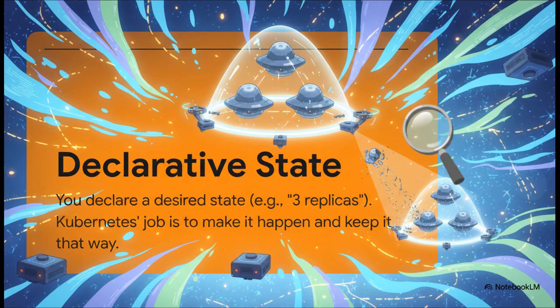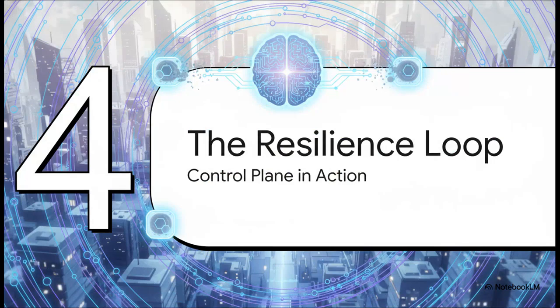No. Instead, you just declare the final state you want. You write a file that says, I want 3 copies of my application running, always. You just define the what, and you let the Kubernetes control plane figure out the how. So let's see this brain in action.